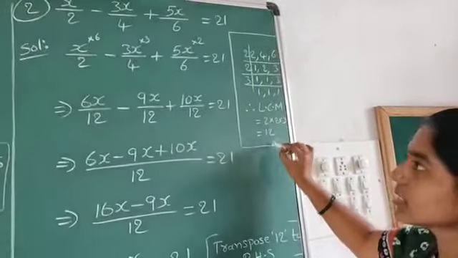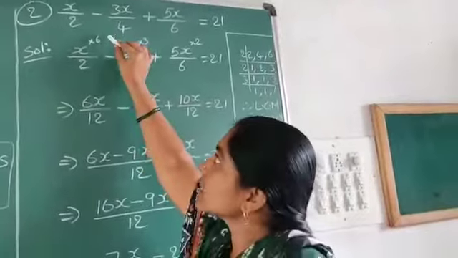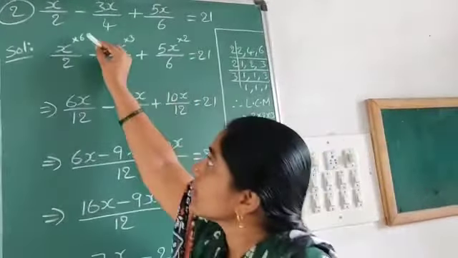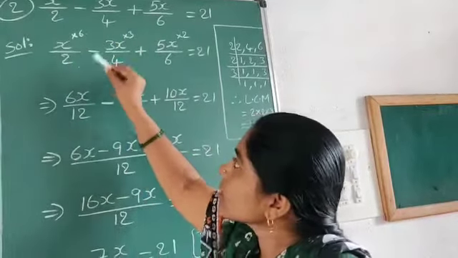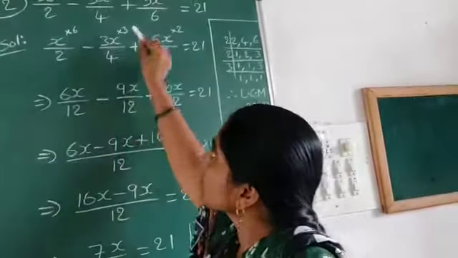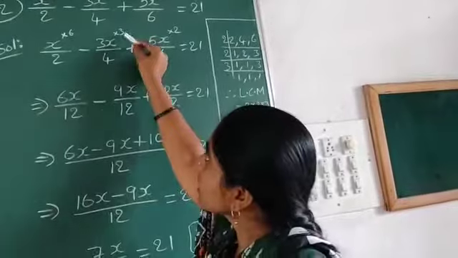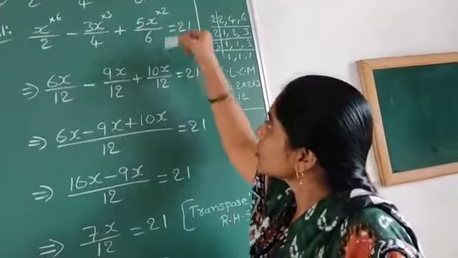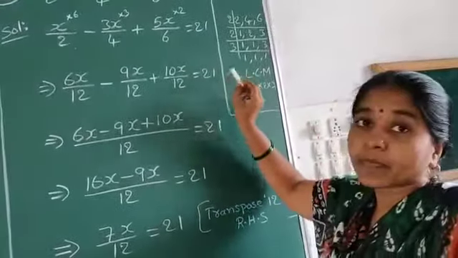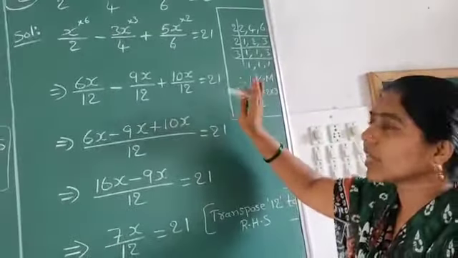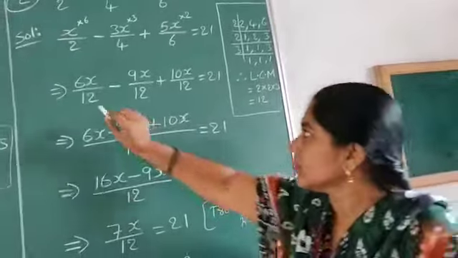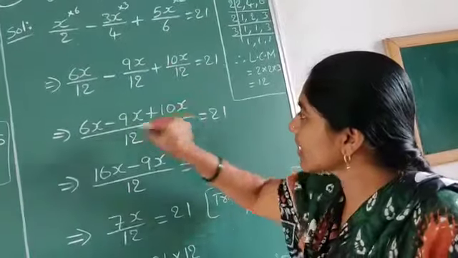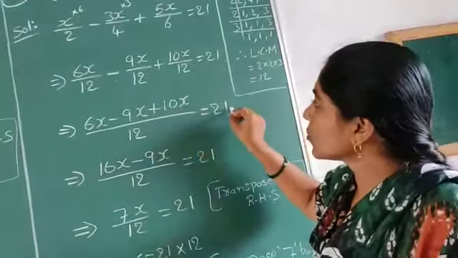Okay, 2 2s are 4, 4 3s are 12. Then 2 into 6 is 12, 4 3s are 12 and 6 2s are 12 we will get. Then 6 into x is 6x, 6 2s are 12, minus 3 3s are 9x divided by 3 4s are 12, plus 5 2s are 10x divided by 6 2s are 12, is equal to 21. RHS side only constant we have, we will write as it is. Next, 6x minus 9x plus 10x divided by 12 is equal to 21.